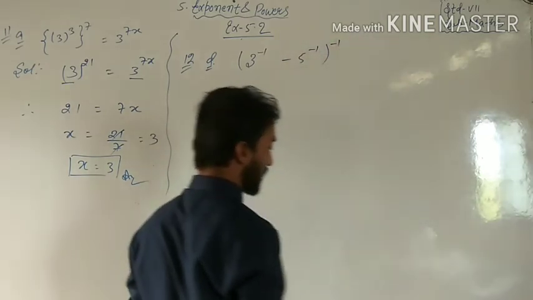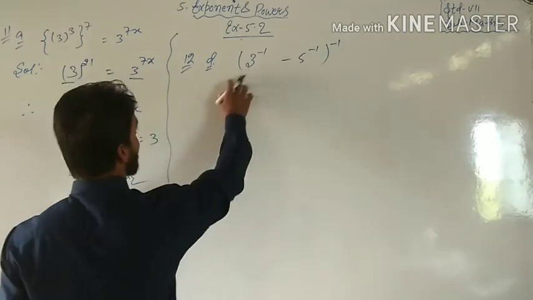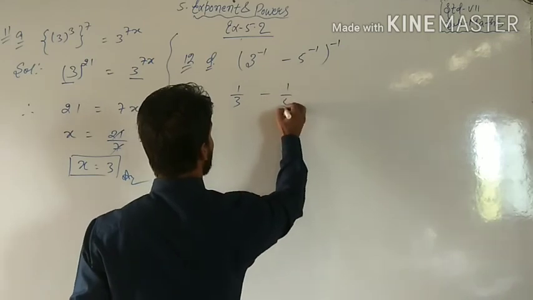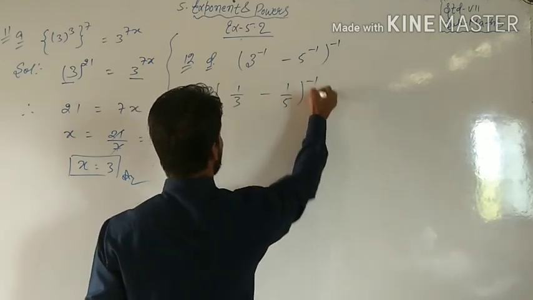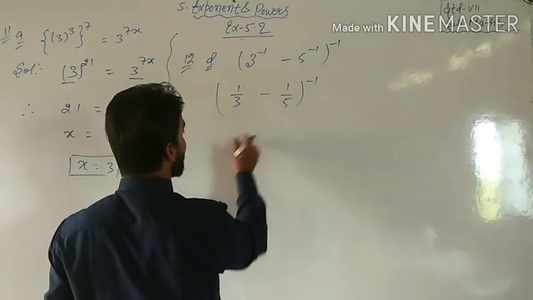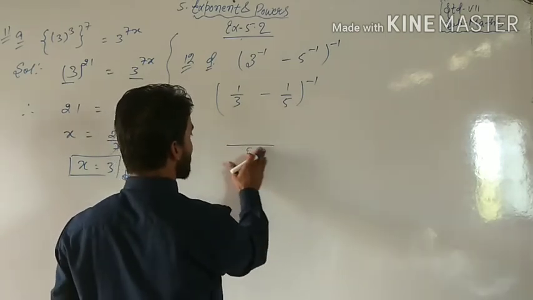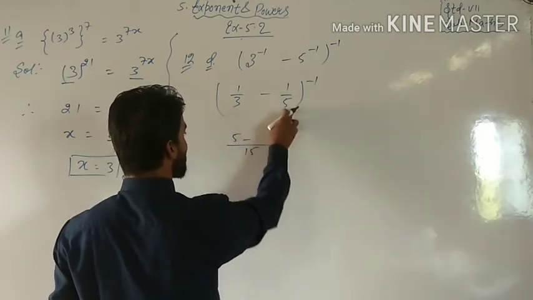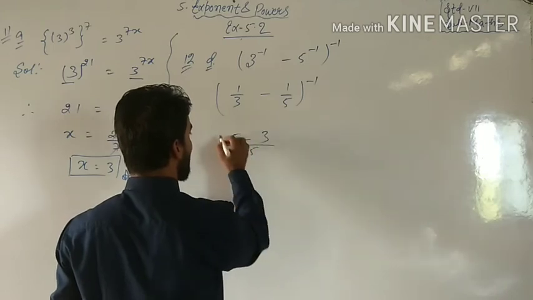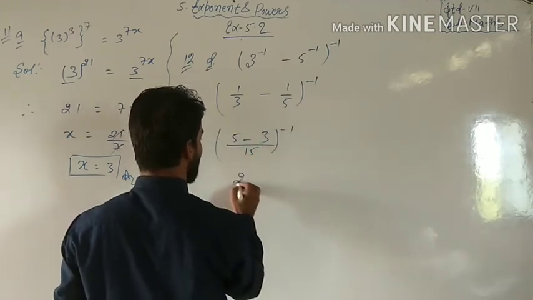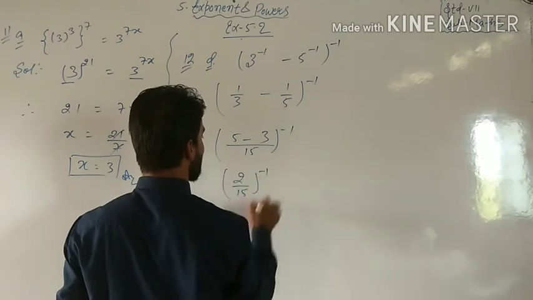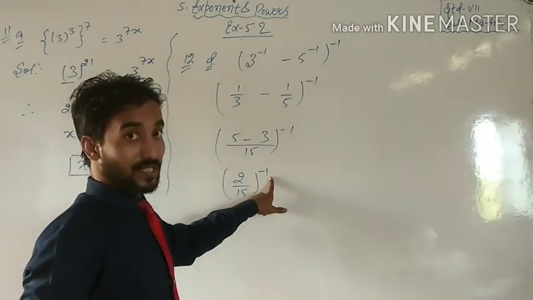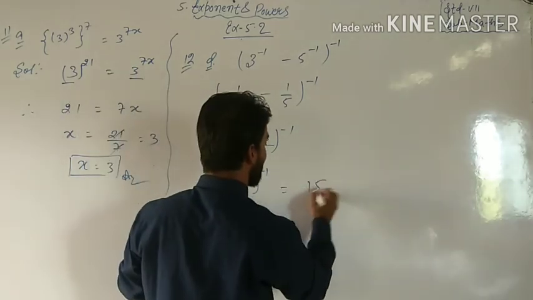Now students, how can we solve? Simple. 3 to the power inverse we can write as 1 by 3, 5 to the power inverse we can write as 1 by 5, the whole to the power inverse. What will you do? Now we will take LCM. In LCM, what will come? 15. So 5 minus 3, that is 2 by 15, to the power inverse. It means we can write 15 by 2.